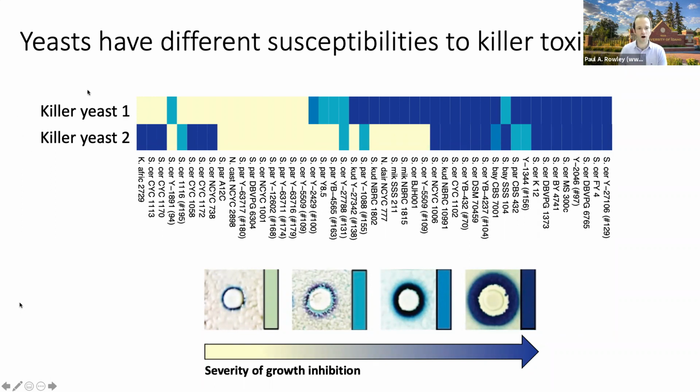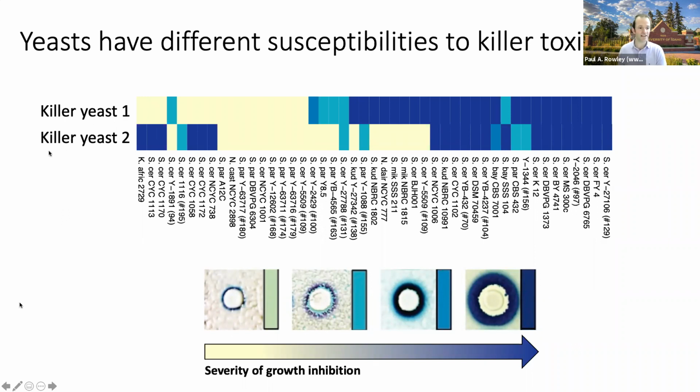So we have killer yeast 1, and you can see that these yellow boxes indicate strains of yeast written down here that it's not inhibiting, but it quite effectively inhibits a lot of these ones on the right-hand side, indicated by these darker blue colors. And the dark blue colors, we're just using this qualitative assessment for a degree of growth inhibition, where dark blue means we get these large zones of methylene blue staining, which is indicative of cell death, but also zones of growth inhibition too.